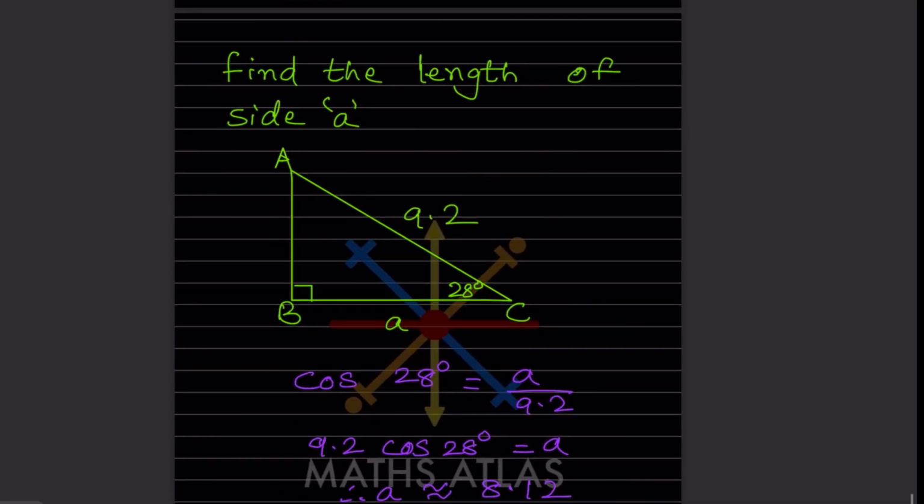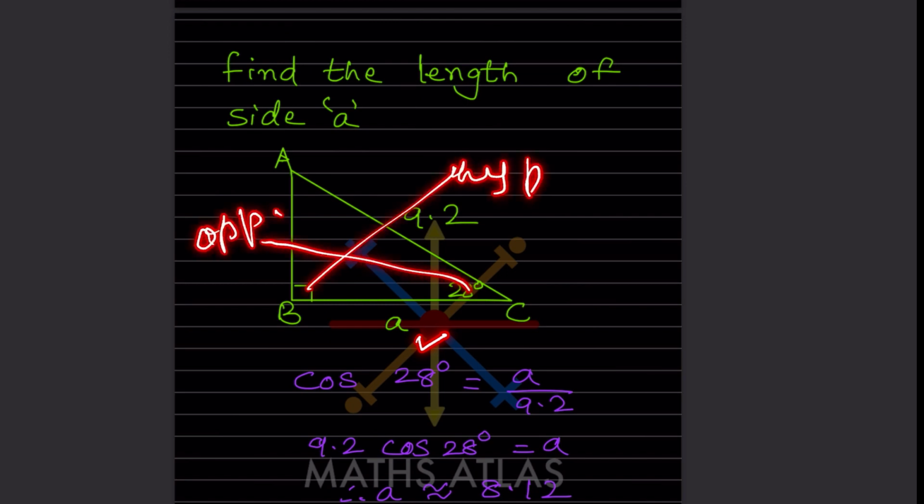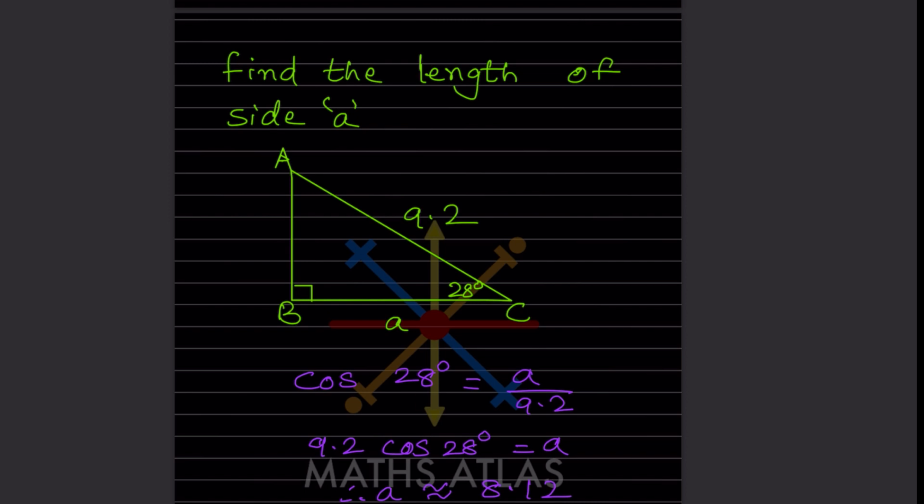Now here we have to find the length of side A. This length we have to find out. This is the hypotenuse. This one is going to be the opposite side because that is the theta, and this is going to be the adjacent one. So what will we do now? We know the hypotenuse, and we know this one. The adjacent is A, which we have to find out. Opposite we don't know. So we'll start with cos 28 because the adjacent is here.